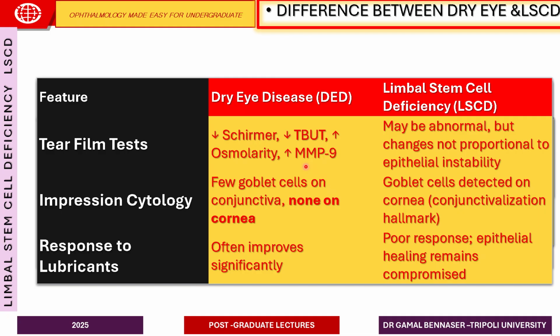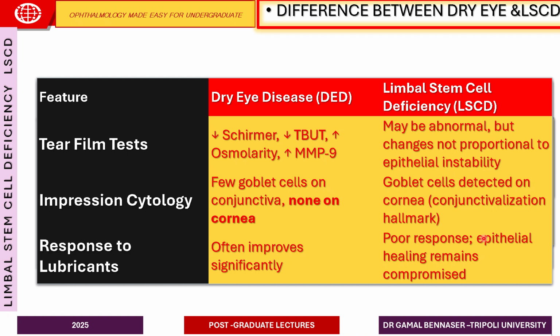And the most important is impression cytology. As I said, you will find goblet cells present or detected on the surface of the cornea due to conjunctivalization in limbal stem cell deficiency. However, this is negligible or minimal in the presence of dry eye. And finally, the diagnostic test in response to treatment. If you apply lubricants, the patient will significantly improve in dry eye. However, in limbal stem cell deficiency, there will be minimal or poor response to lubricants.